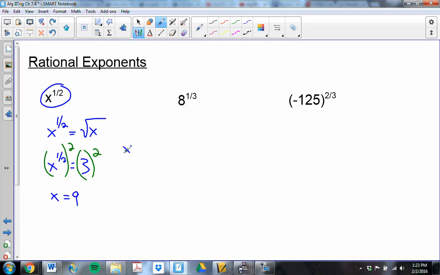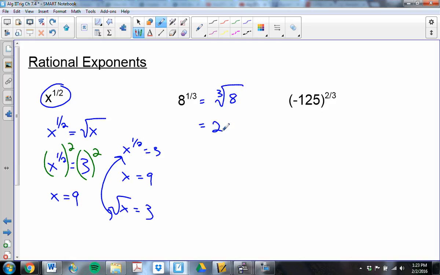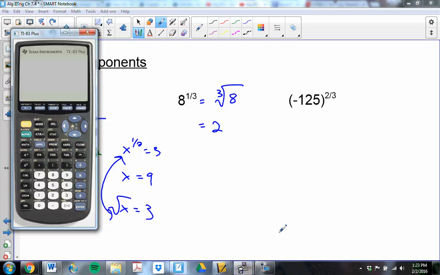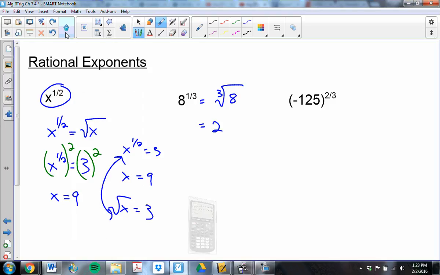Well, if x to the 1/2 equals 3, and x equals 9, that means that the square root of x is 3. So the square root of x is the same as x to the 1/2. In the same way, 8 to the 1/3 is really the third root of 8, which is 2. 8 to the 1/3, always do those powers in parentheses like that. 8 to the 1/3 is 2, or I could just do the third root of 8, which is 2. They're the same thing. So 8 to the 1/3 is the same thing as the third root of 8.